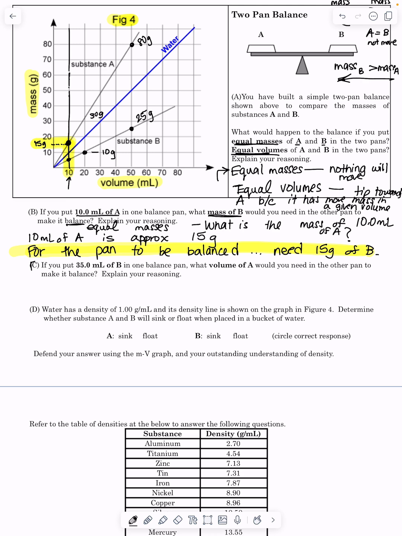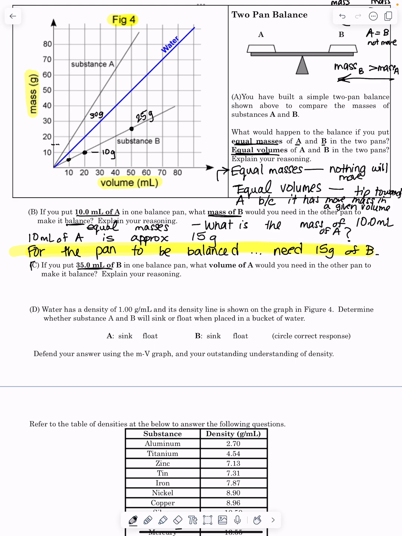All right, let's do C. If you put 35 milliliters of B in one balance pan, I'm gonna go back to my graph here. I'm gonna erase some things to help us out so we could see the graph clearly, because we're gonna do 35 milliliters on this graph here.